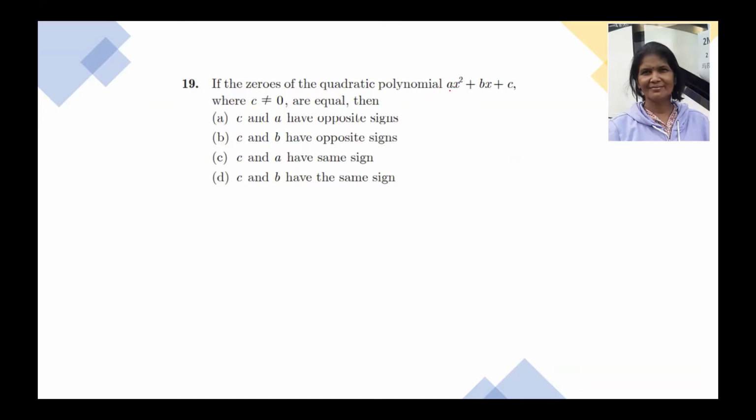A19. If the zeros of the quadratic polynomial ax square plus bx plus c, where c is not equal to 0, are equal, then c and a have opposite signs, c and b have opposite signs, c and a have the same signs, or c and b have the same signs. Equal roots means it is a whole square. The sum of the roots is related to b and the product is c by a. So c and a always have the same sign, because b may be different.